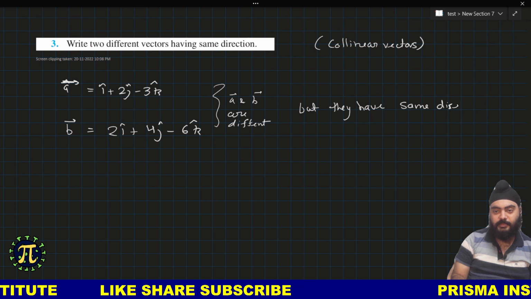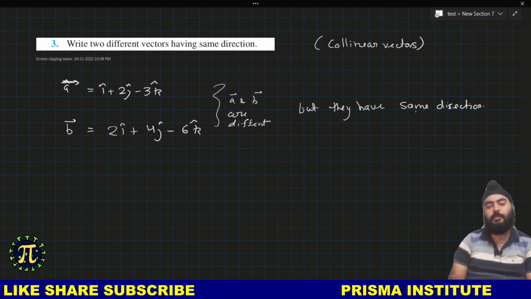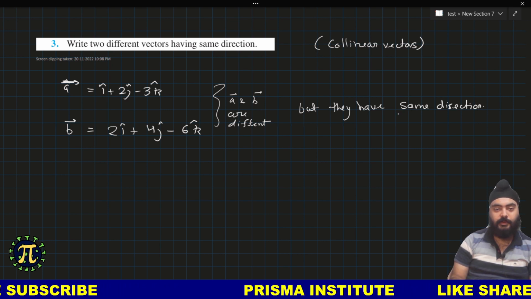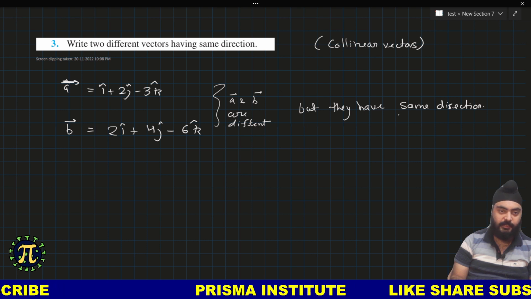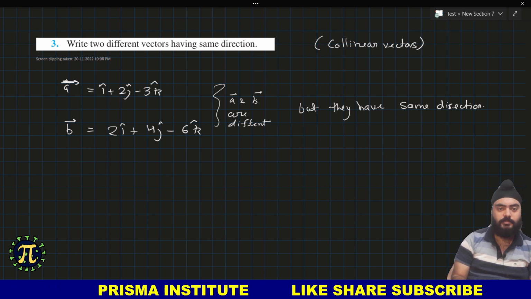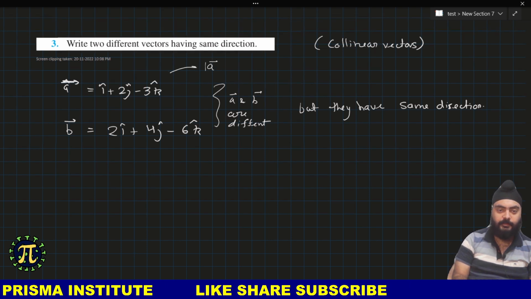So how can we say they have same direction? To check if they have same direction, you can always find the unit vector, and the unit vector only gives you the sense of the direction, right? It does not tell you the length of the vector, because length of the unit vector is always 1. So you can calculate the unit vector for this vector. So let's find mod A first. Mod A कितना आ रहा है?